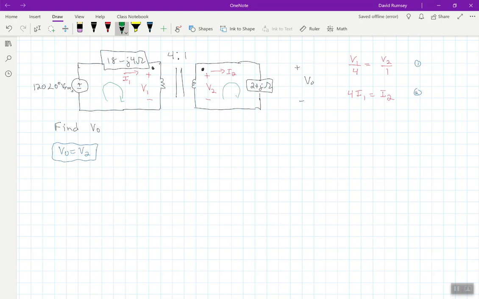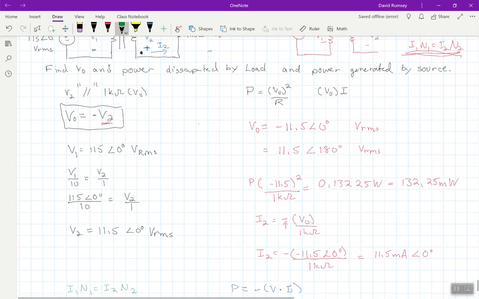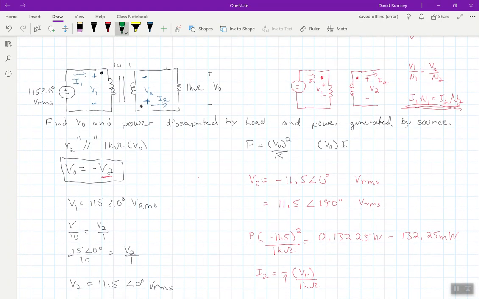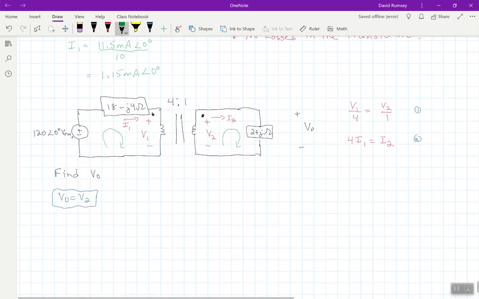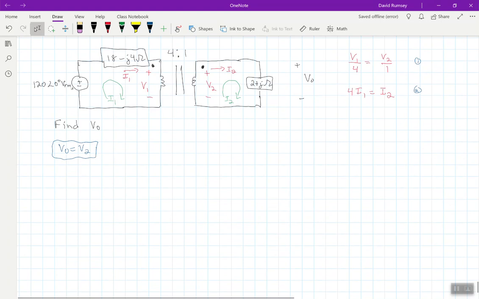and write two loop equations here, because unlike in the previous example where we had the voltage source directly tied to the transformer, I have the voltage source and then some kind of line impedance tied to the transformer. So I have to take this into account, and the only way to take that into account is to be writing some loop equations. So this loop would be I1 and this loop would be I2.